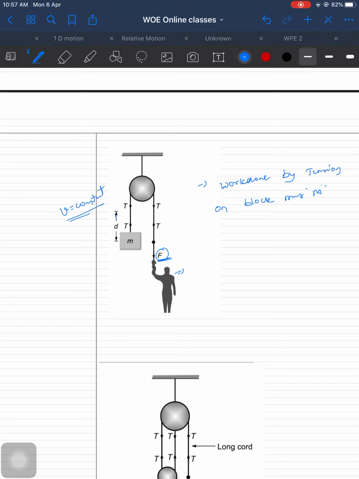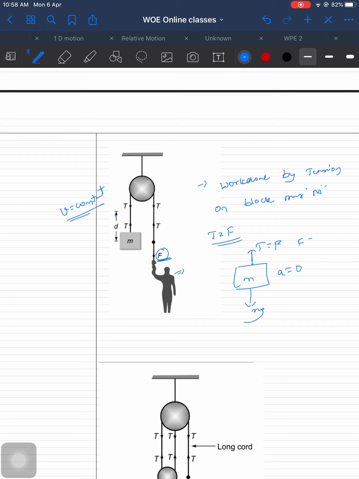What will be the tension? If the rope is massless, tension is equal to force. Okay, tension is equal to force. Now if you draw the free body diagram of the block, upward force T, and for the mass m, downward force is equal to mg. T is equal to F.